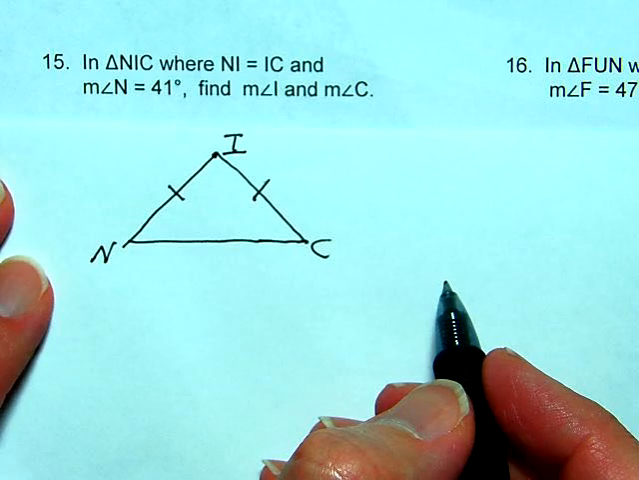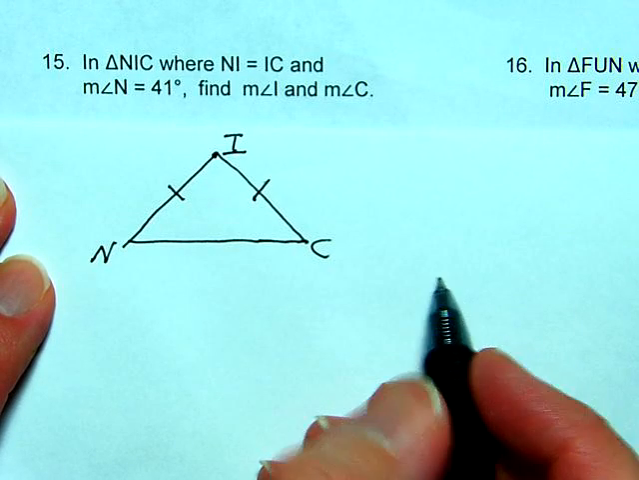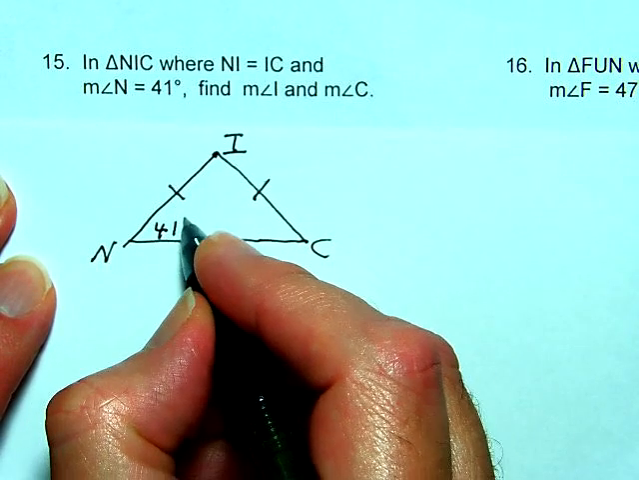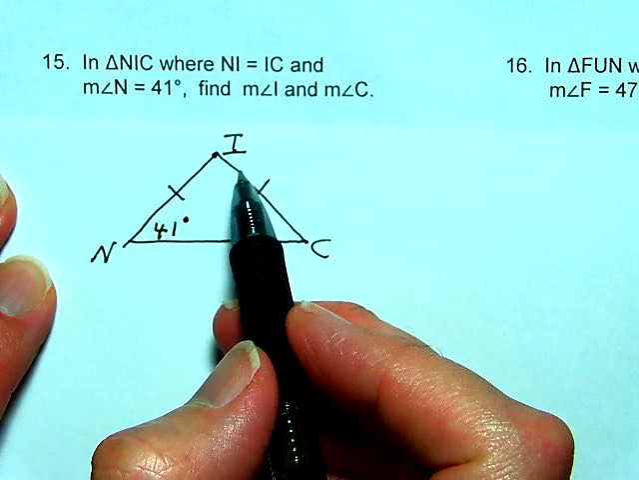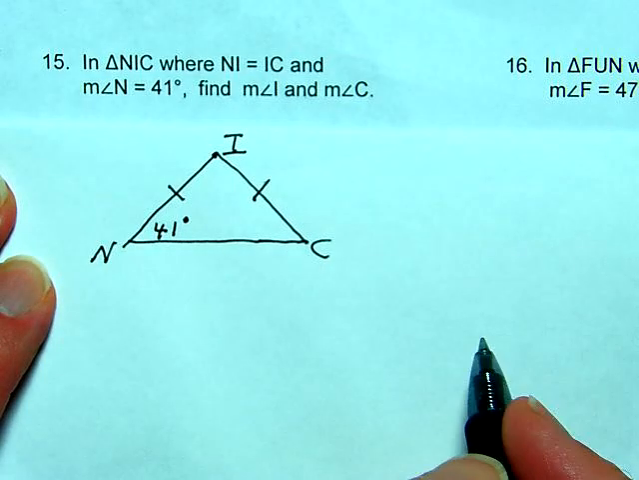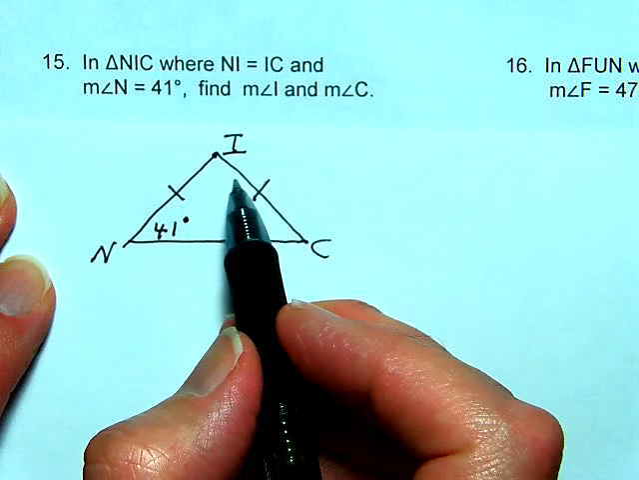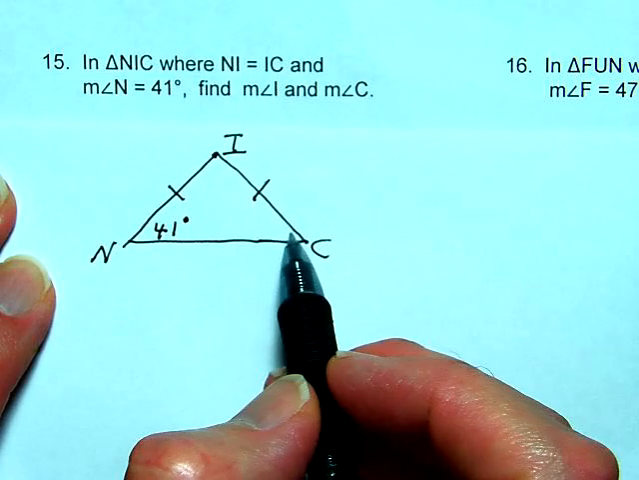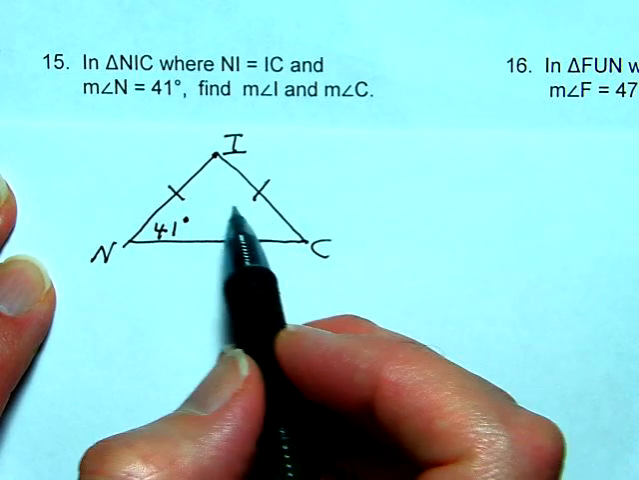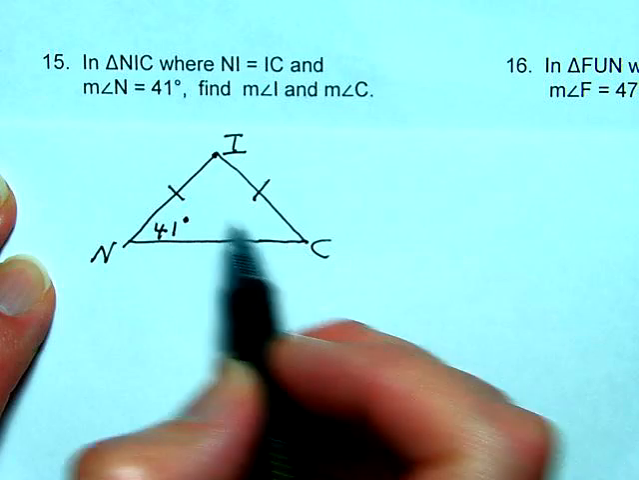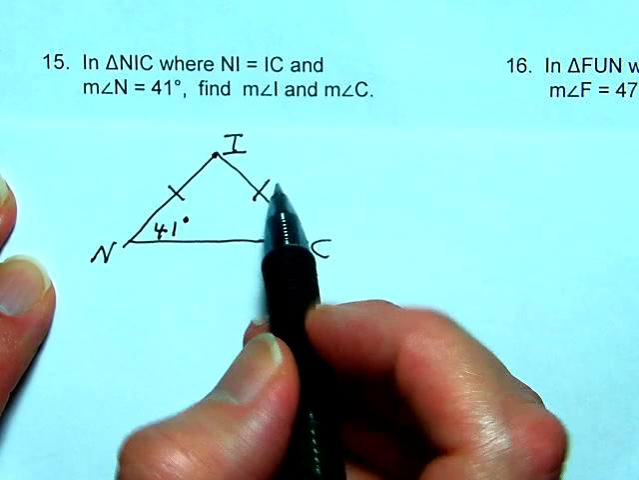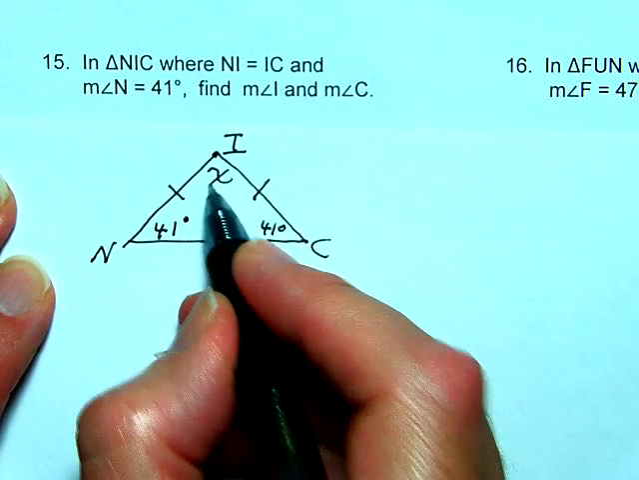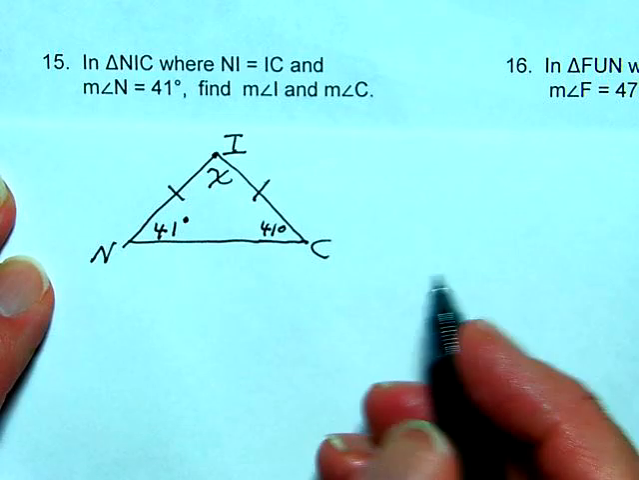So now we've got our diagram correct, and we've got a label: the measure of angle N equal to 41 degrees. And what we need to find is the measure of angle I and the measure of angle C. Well, I is the vertex angle. It's the angle that isn't equal to the base angles, and C is the other base angle. So C is opposite an equal side, just like 41 is opposite an equal side, which means that C is 41 degrees.